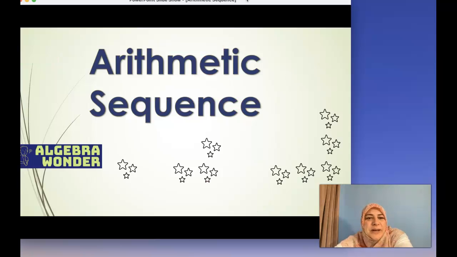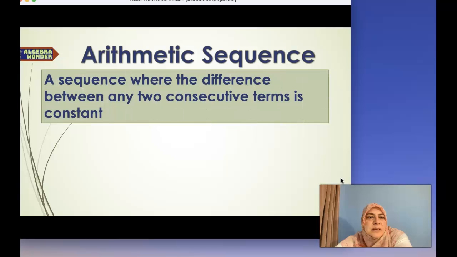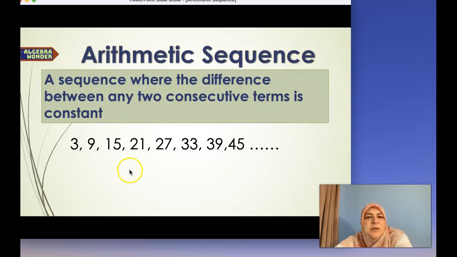In this video, we will learn about arithmetic sequence. So go ahead, take a few minutes to think of this pattern. Okay, so this pattern is an example of arithmetic sequence, where the difference between any two consecutive terms is constant.